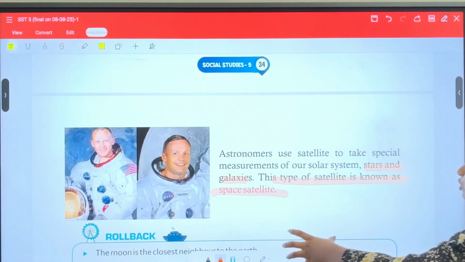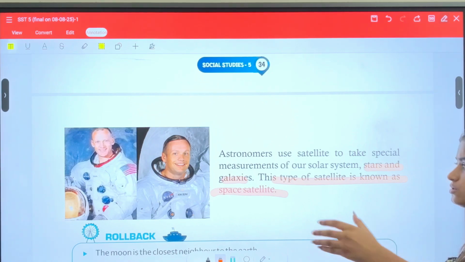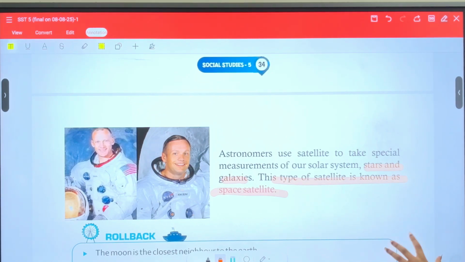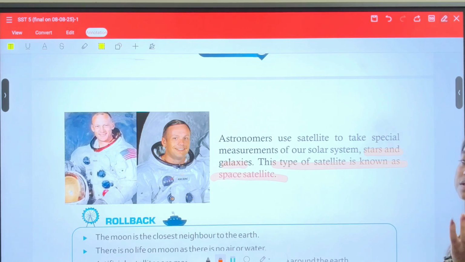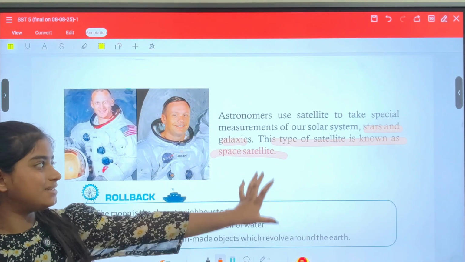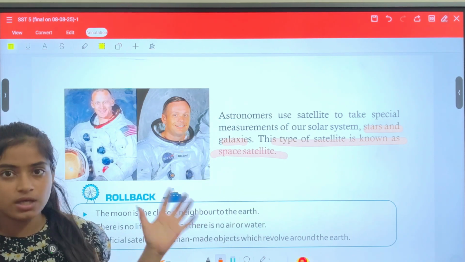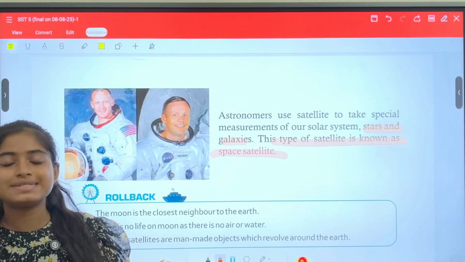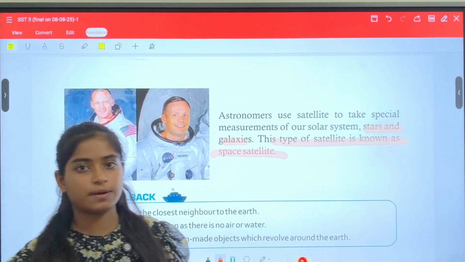These are astronomers who go to space and search for different kinds of things, and take spatial measurements of our solar system. So for such people, the satellite designed is known as a space satellite. So here our theoretical chapter completes. Now let's move on to the exercise portion of this chapter.